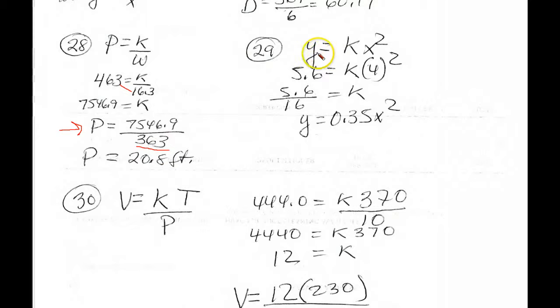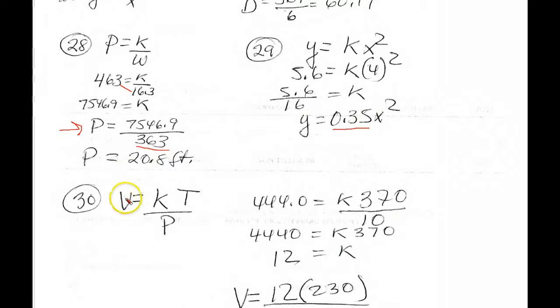This one is direct variation, but here x is squared. They give you y, they give you x, and we have to square our x, which gives us 16. We now divide both sides by 16. That gives us what k is. And then there's our equation.